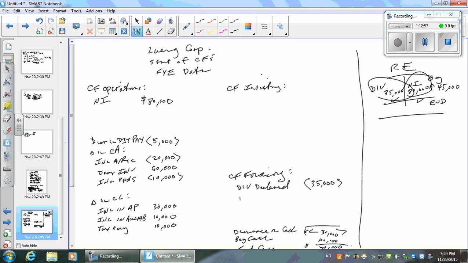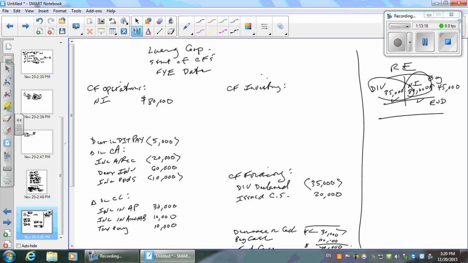Okay, so this would be issued common stock. I have more cash, right? Debit cash, credit common stock. Remember, you're always reflecting what happened to cash, not what happened to the other account, right? Credit common stock, debit cash. Okay, so now you can check that off.